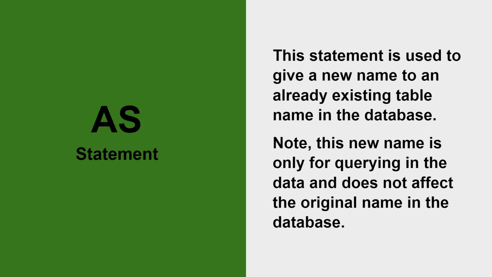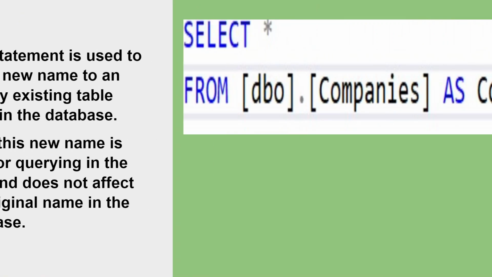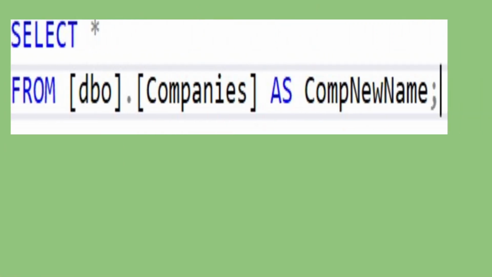Now, what you need to know is that this does not affect the original name in the database. It's still going to be names of workers in the database. But for our query, for what we're just looking for, Maggie's information right now, it's going to show us workers, okay? This is how it looks. So we just change the name and give it a new name. Simple.